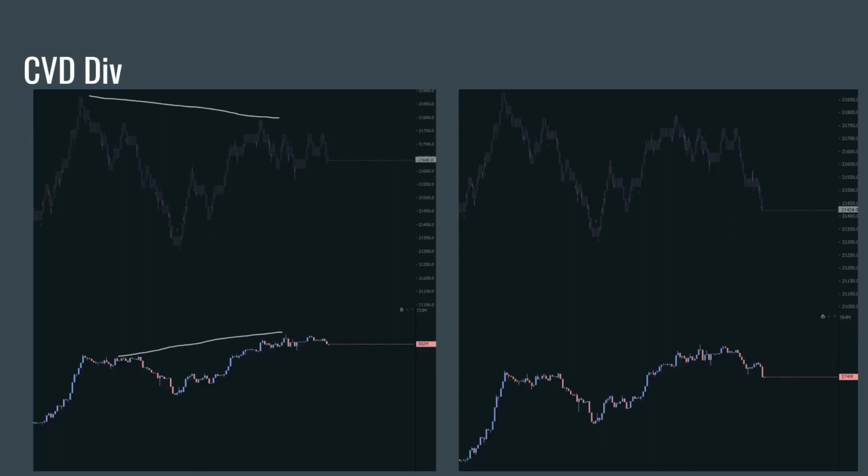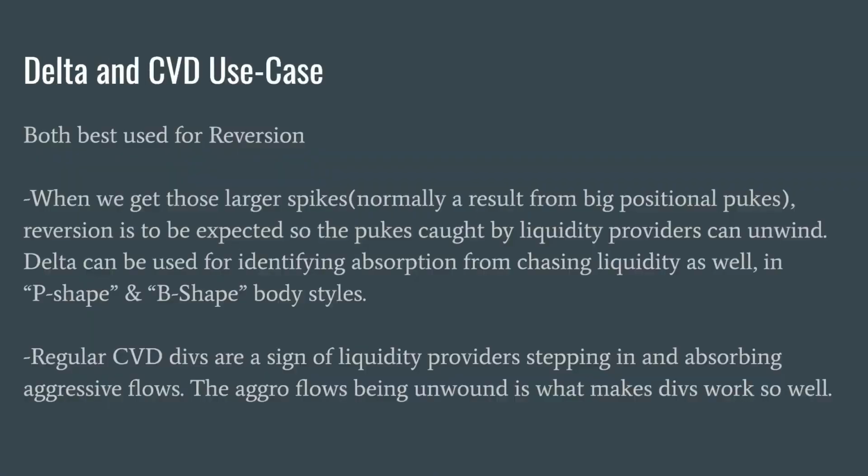Okay, so here's our quick example of what the CVD div looks like. Over here we can see that price is making a lower high and CVD is making a higher high. That results in some downside once these longs need to unwind. We'll have some better examples here in a moment.